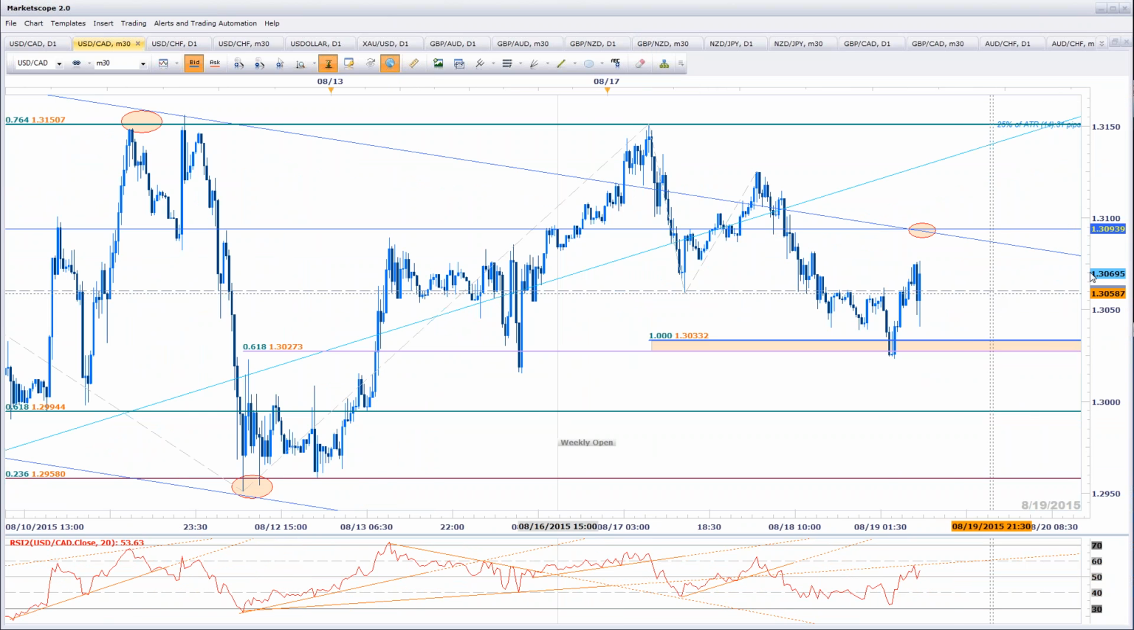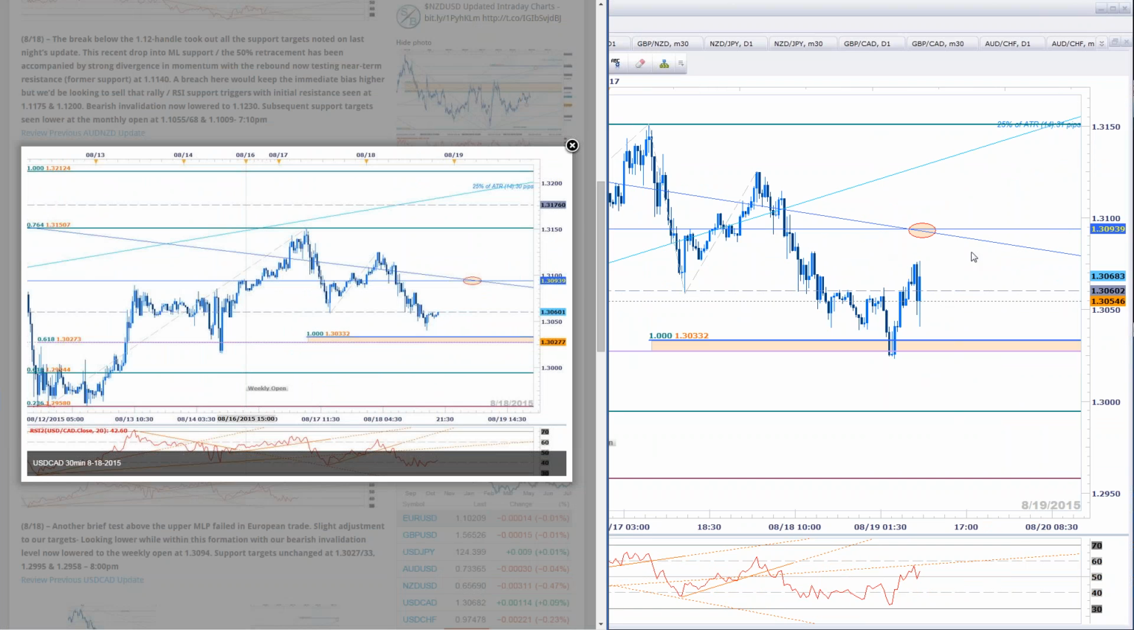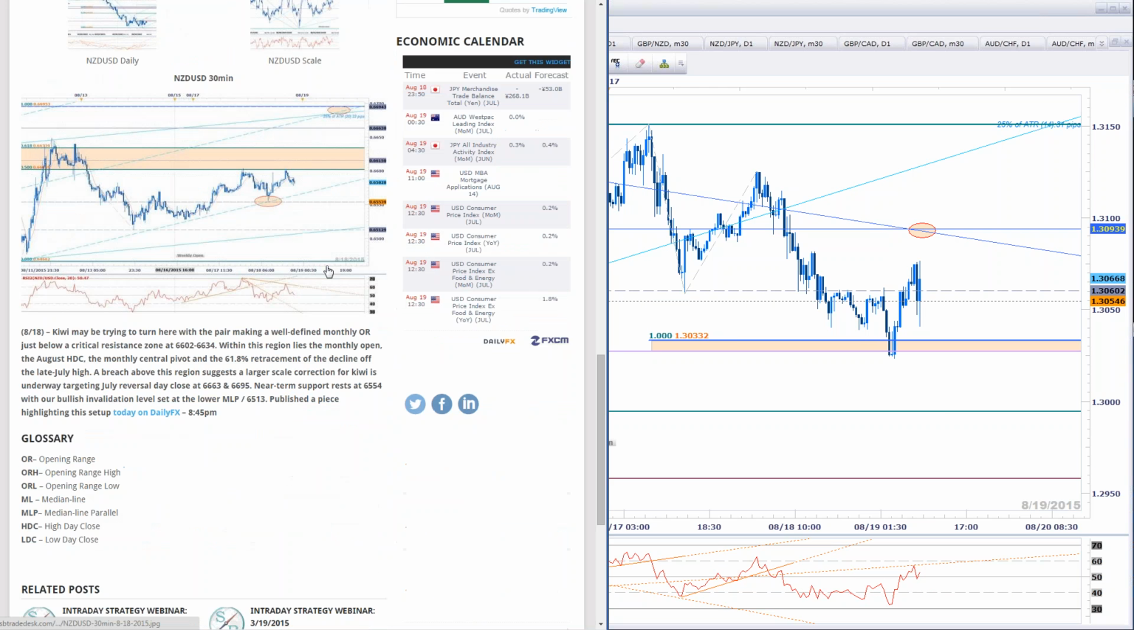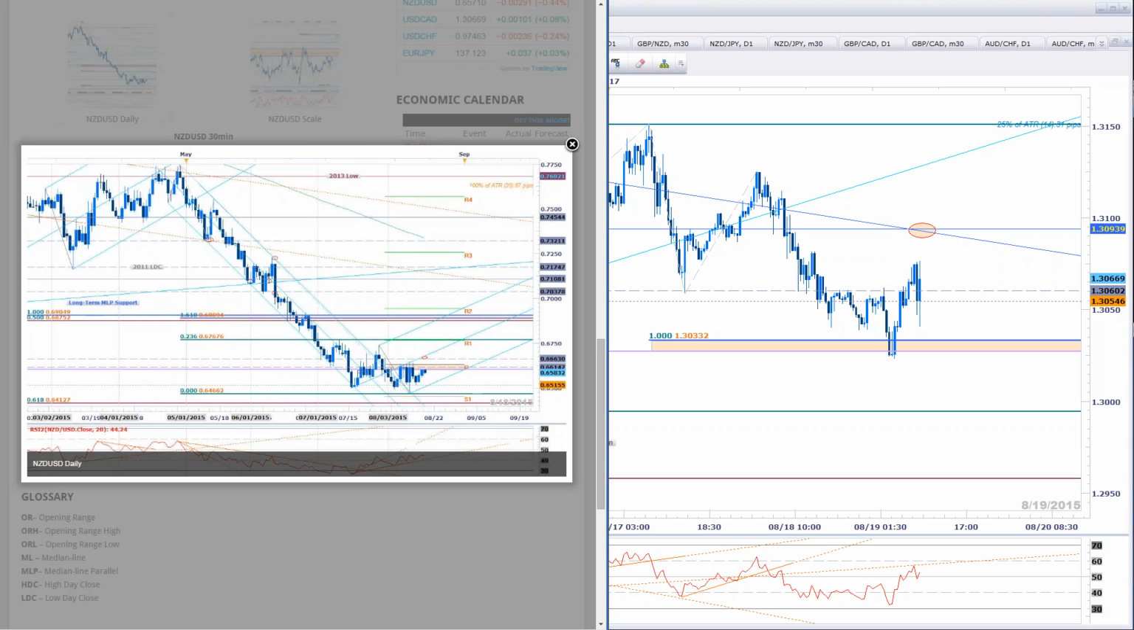All right. Next up on deck was the Kiwi dollar, and here is what the Kiwi looks like at this point. Real quick, this was highlighted yesterday on DailyFX as well. The major key play here is that the opening range is set for the month just below an absolutely critical resistance range. This thing is stacked up, guys, on the upside, right where we are right now.